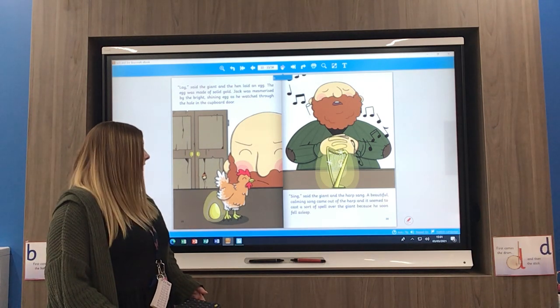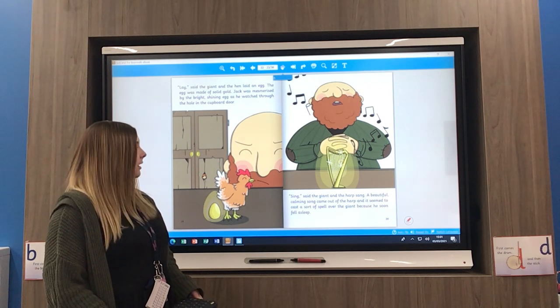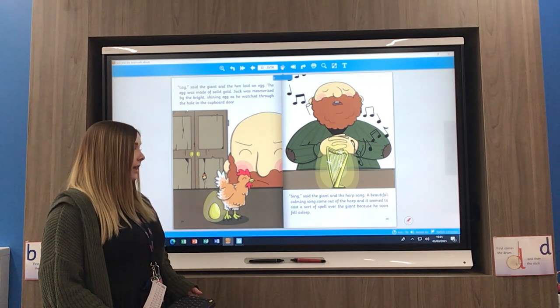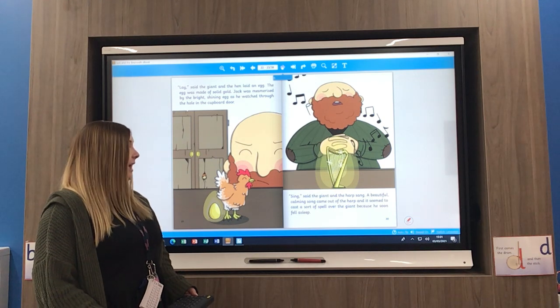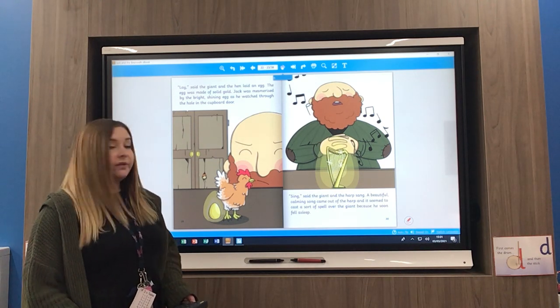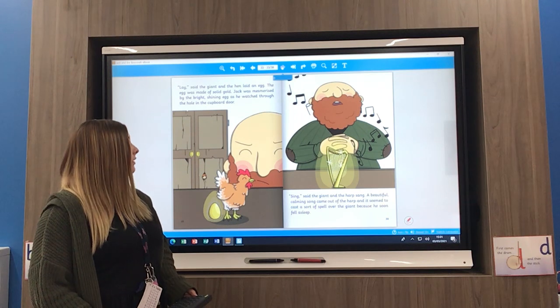Sing, said the giant, and the harp sang. A beautiful, calming song came out of the harp, and it seemed to cast a sort of spell over the giant because he soon fell asleep.